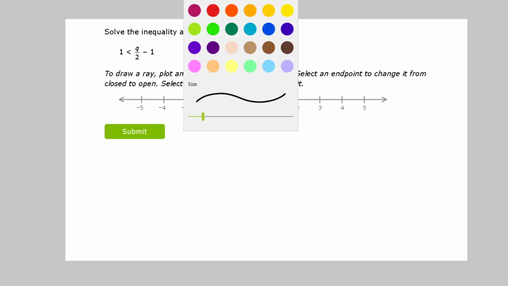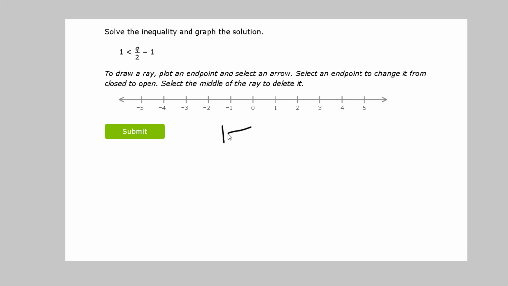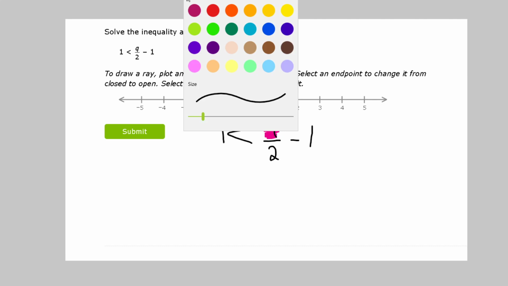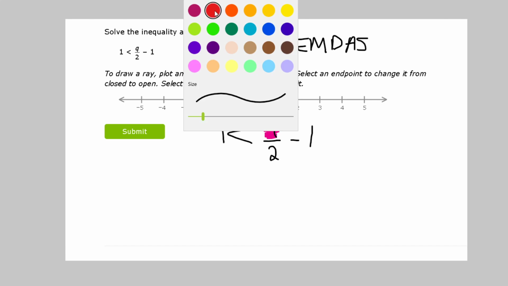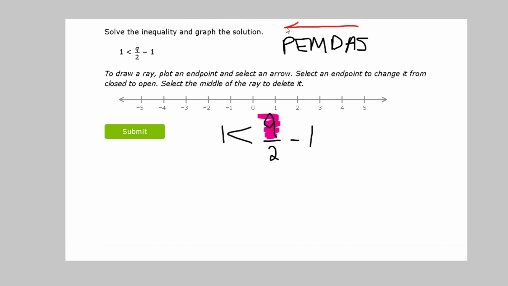Alright, so again, we're treating this like a normal equation. And we know that our variable is q. And we know that we want that all by itself. So again, we think of PEMDAS, and then we're going to think about it in reverse, backwards. So let's put the arrow this way so we know that.